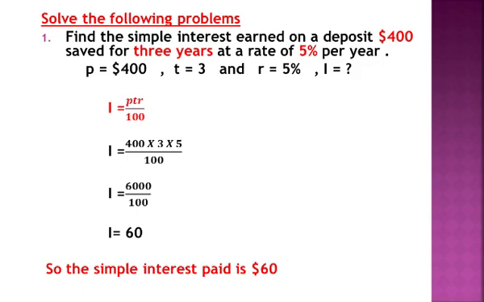Use the formula I = PTR over 100. Substitute all the values in the formula. I is equal to 400 multiply 3 multiply 5 over 100. We get I is equal to 6000 over 100. It is 60. So the simple interest paid is $60.